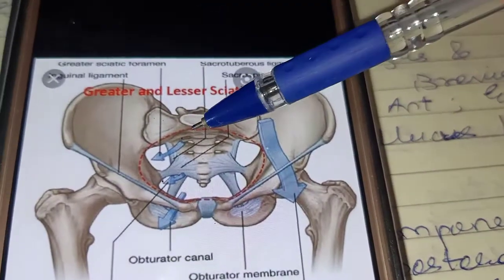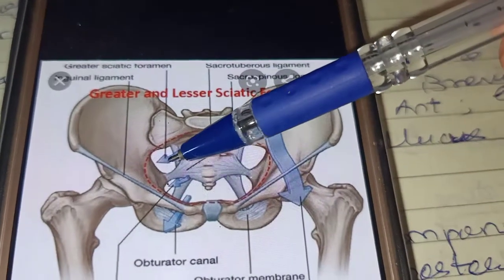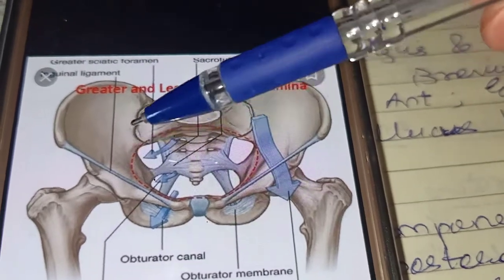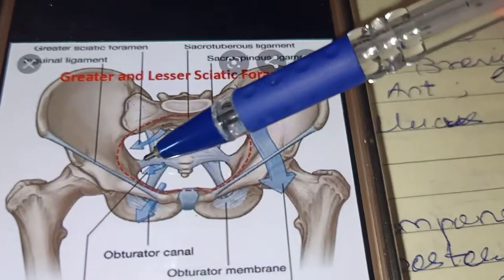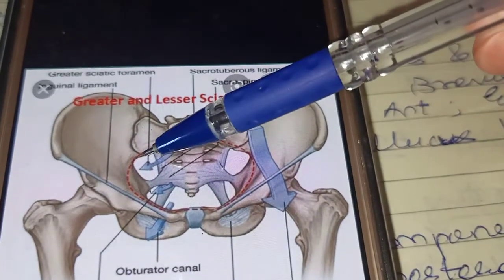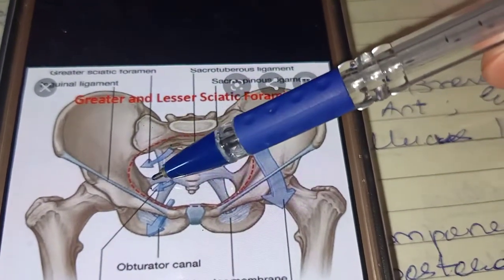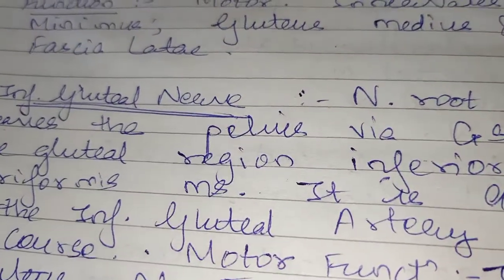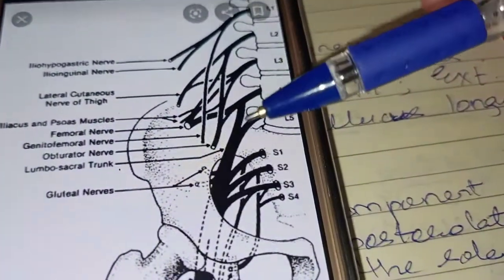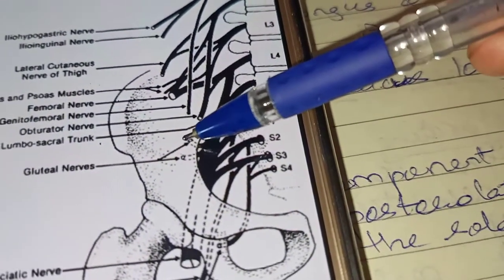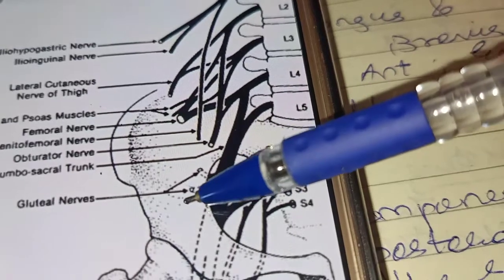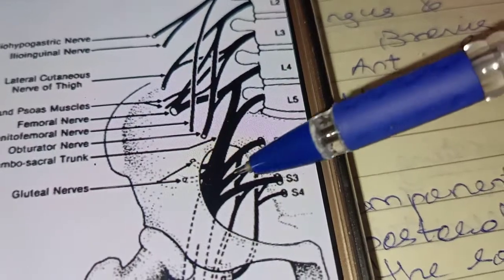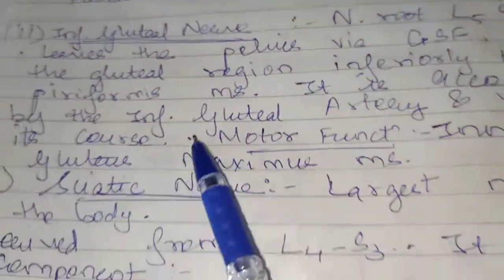This is the greater sciatic foramen. The inferior gluteal nerve will go through the greater sciatic foramen and go posteriorly to the gluteal region, inferiorly to the piriformis. Superiorly is the superior gluteal nerve. Inferior to the piriformis is the inferior gluteal nerve. Clear? So this is the course of the nerves. You can see the superior gluteal nerve and the inferior gluteal nerve, and the roots of the inferior are L5, S1 and S2. Clear? Now we'll proceed further.